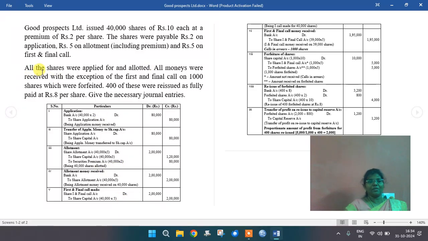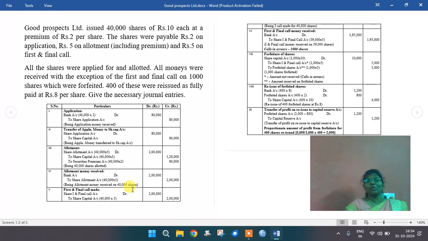You see here all the shares were applied for and allotted. All monies were received with the exception of first and final call on 1000 shares which were forfeited. So first you have to know that for 1000 shares they have not yet paid the first and final call amount.